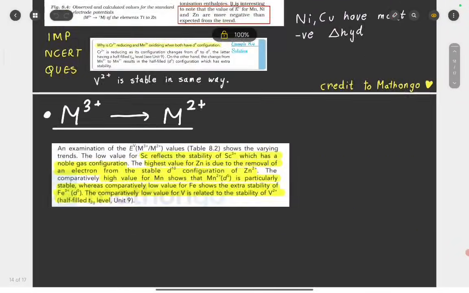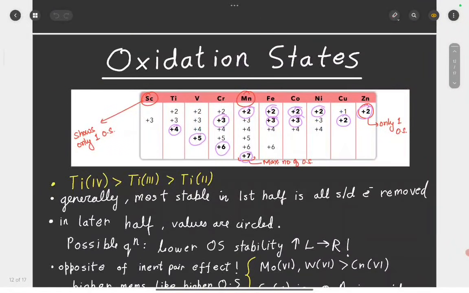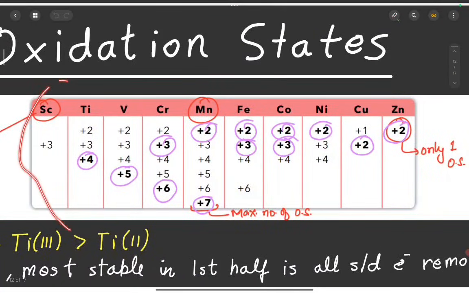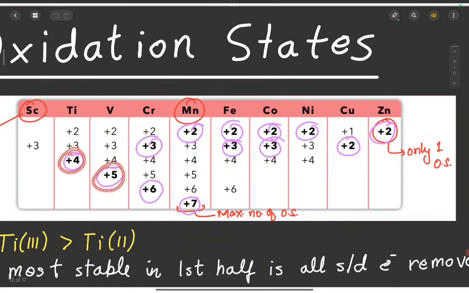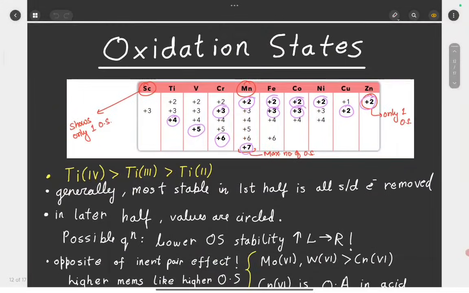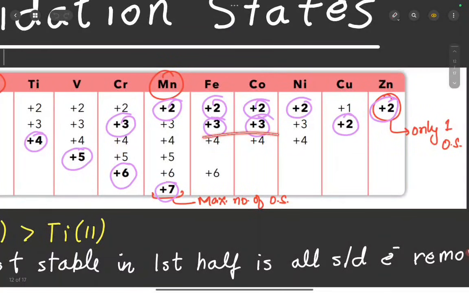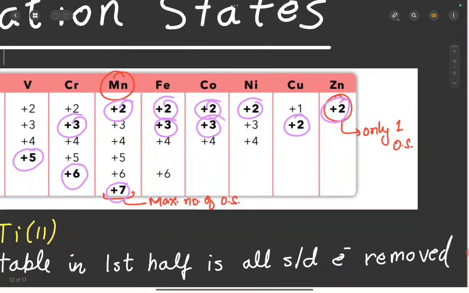Now we are going to learn about oxidation states. What oxidation states can we expect from the d block elements? This is a screenshot from the NCERT, and we can see that the ones circled in purple are the most common oxidation states for the highlighted element. In the first half, before manganese, the most stable oxidation state will be the one in which all the s and d electrons are lost. In the later half, I have circled the most stable states. For iron and cobalt they are plus 2 and plus 3. For nickel, it's just plus 2. For copper, it's plus 1 and plus 2, although plus 2 is more stable, as we'll read. And zinc only shows one oxidation state, which is plus 2.